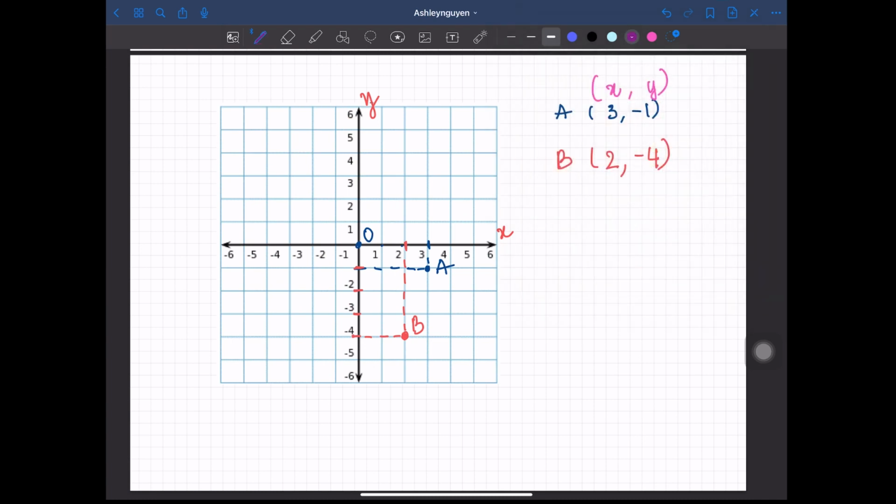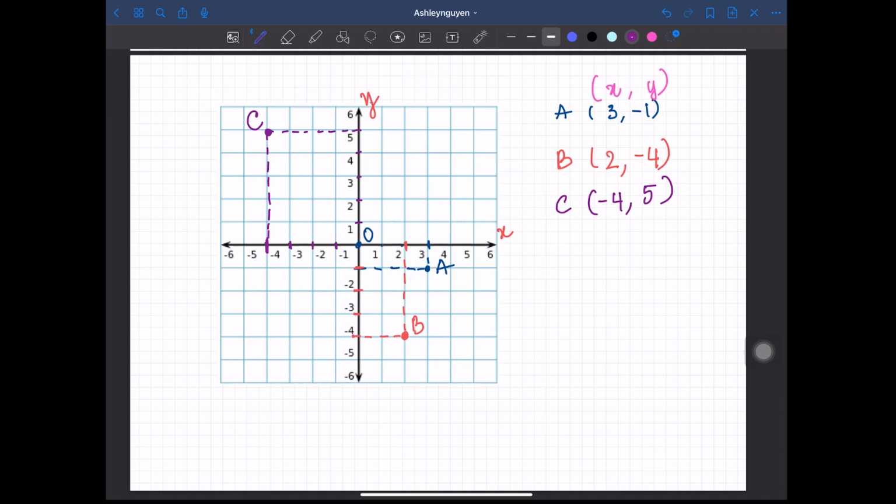And C. We have the coordinate of negative 4 and positive 5. So x coordinate is negative 4, meaning 4 units to the left along the x-axis: 1, 2, 3, 4. And y equals positive 5, meaning 5 units up the vertical line: 1, 2, 3, 4, 5. This is your point C.